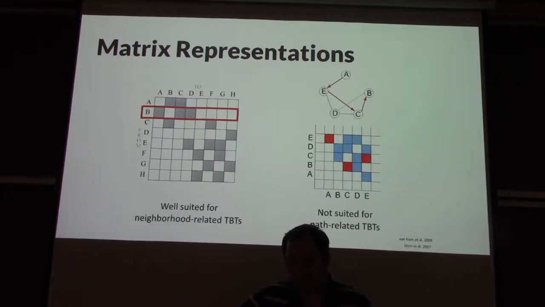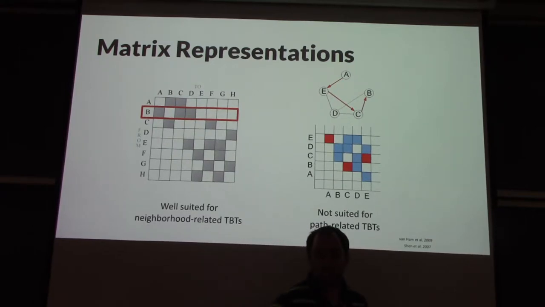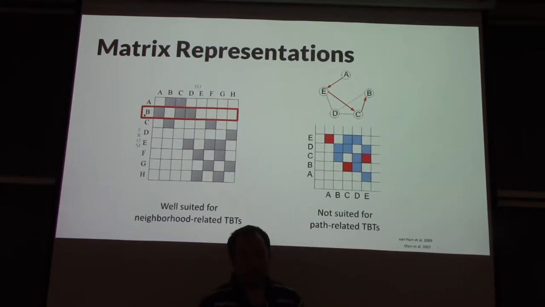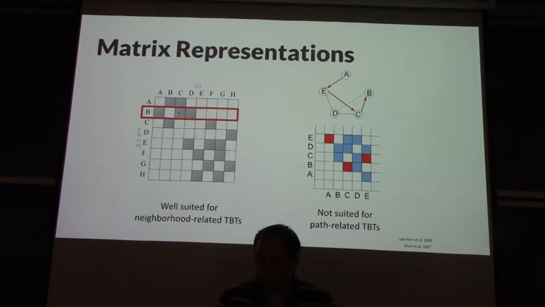Matrix representations are really well suited for neighborhood-related topology-based tasks. So for example, if I want to see what are the neighbors of B, I only have to scan the row. A, C, and D is the answer. But they're not well suited for path-related topology-based tasks. So in this example, finding the connection from A to B is really hard in the matrix. It's really hard for me to actually do this. I have to sit down and trace it with a pen.